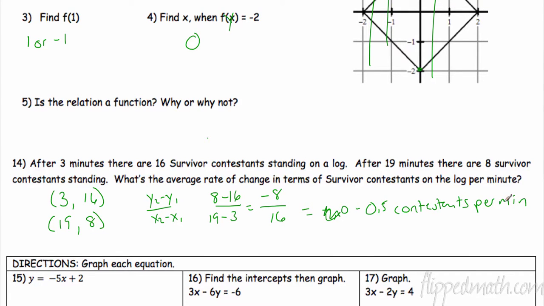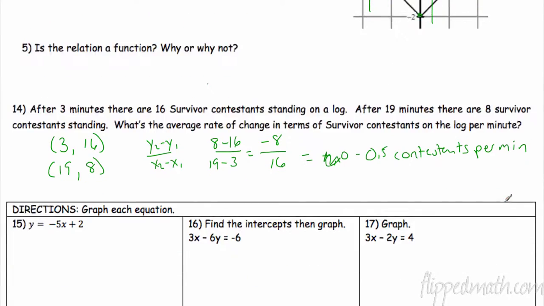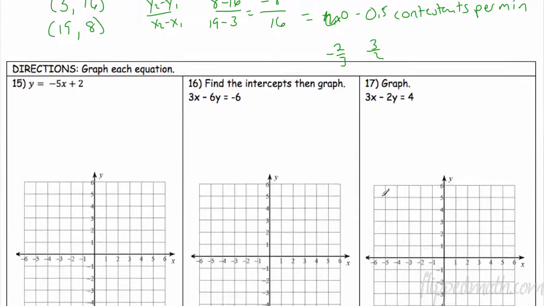All right? A couple of things about slope that you want to remember. Parallel slopes are always the same. Perpendicular slopes are negative reciprocals, right? So -2/3 and 3/2. Those would be perpendicular. All right, let's take a look down here.